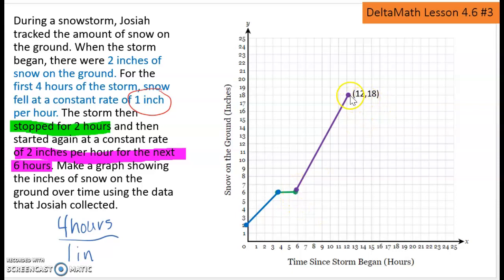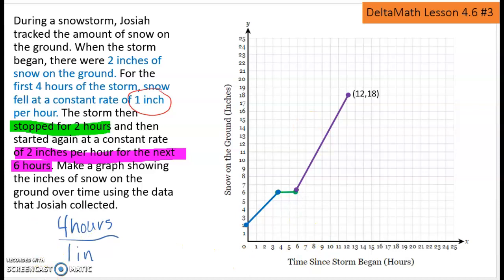That's how you end up with a final location of 12 hours since the storm began and a total of 18 inches of snow. So if you graph that, it talks about the rate of change. Notice you could have found the rate of change by looking at the 2 points and doing your y2 take away y1 over x2 take away x1, which would give you that same rate of change.